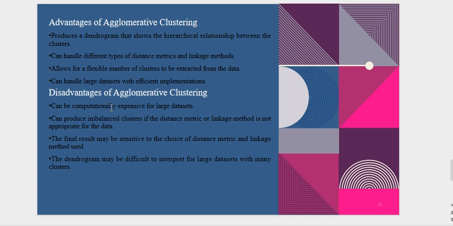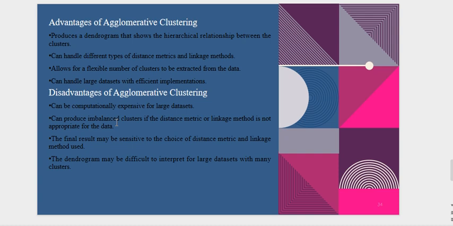Now the advantages of agglomerative clustering: it can handle different types of data metrics and linkage methods. It shows the relationship between the clusters, and many numbers of clusters can be formed, and they are ordered hierarchically. It can handle large data sets because either the one cluster is going to be divided into small clusters, or small clusters are going to be joined to a big cluster. So this can handle large data sets.